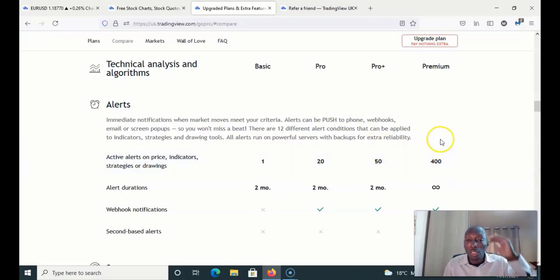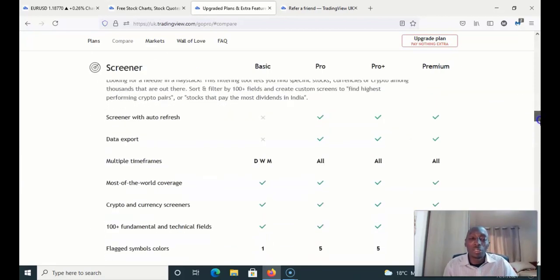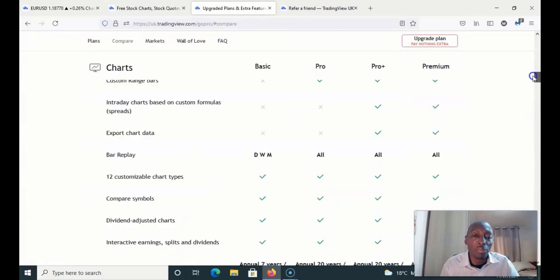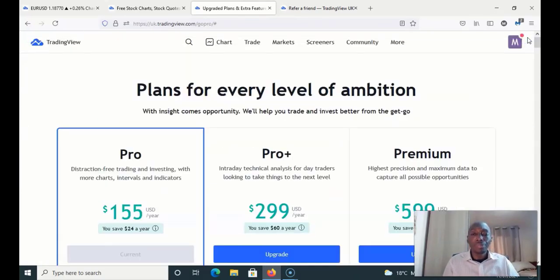Premium is what most of the top traders that I trade with are on, and that's probably where I'm going to get to very soon. You get 400 alerts, so you can always put the alerts on to say go and have a look at your charts, go and see what's happening. You don't have to sit on charts, and then you get all the other benefits as well.